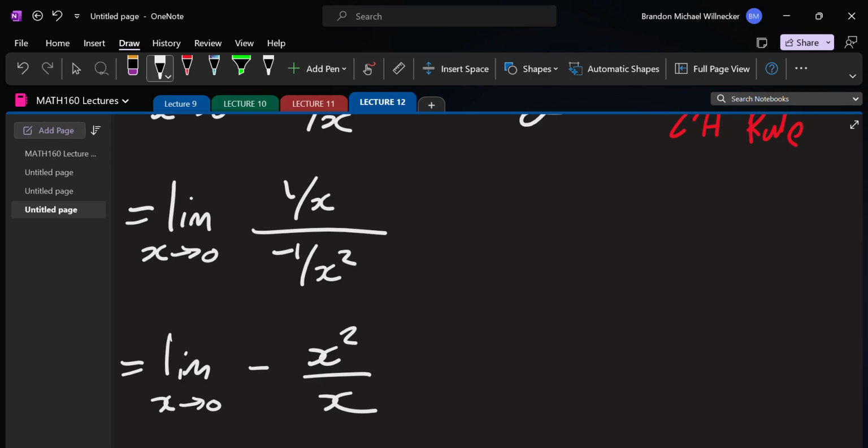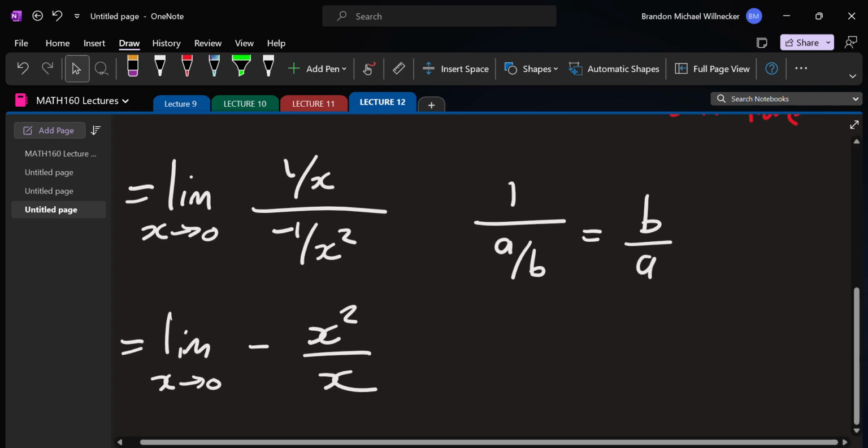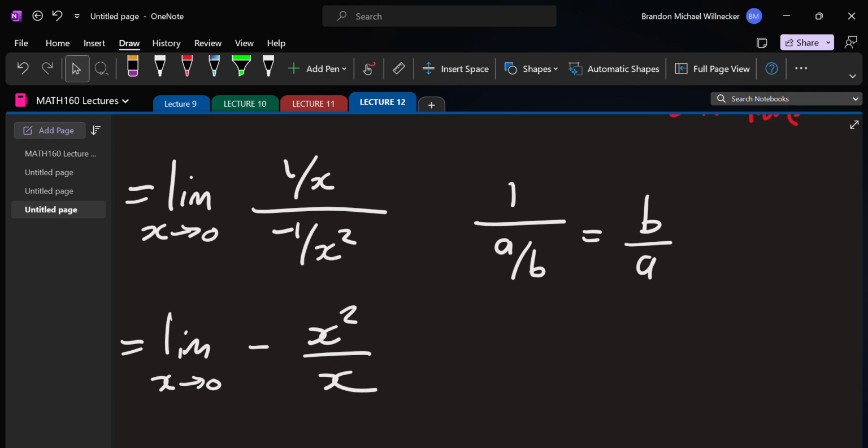If you divide by a fraction, that's the same thing as multiplying by the reciprocal. For example, if you have 1 over a divided by b, that's b over a. You swap it when you divide by that fraction. So here we're dividing by minus 1 over x squared, so that's the same thing as multiplying by minus x squared. So we put it at the top.